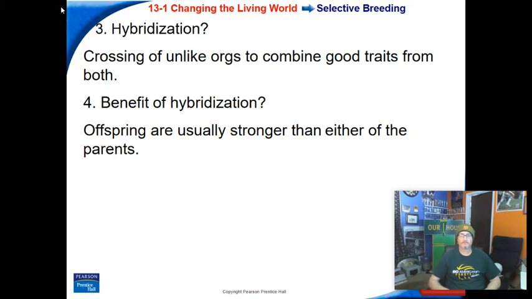The benefit of that, offspring are usually stronger than either of the parents. And we'll get into polyploidy and what that means later.